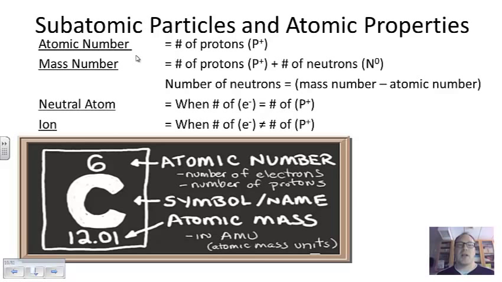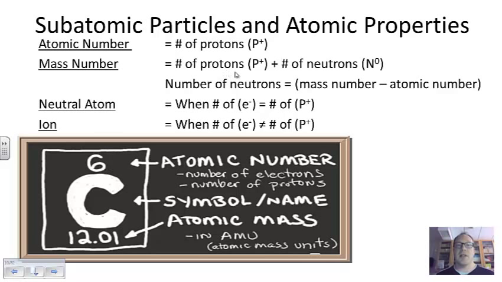Now, again, let's talk a little bit more about how these numbers on the periodic table can tell us something about the structure of atoms. The atomic number, of course, is always going to be equal to the number of protons that are found in an atom. So, for example, if we're talking about carbon here, it's got an atomic number of 6, which means that in the nucleus of every carbon atom, that's what defines carbon as carbon, there are 6 protons.